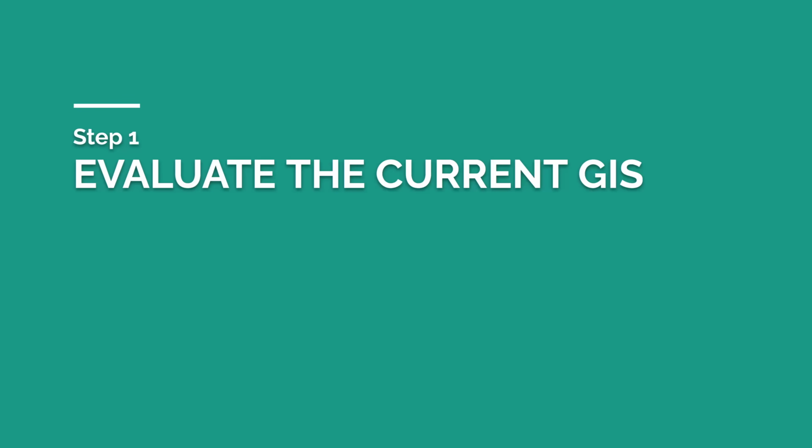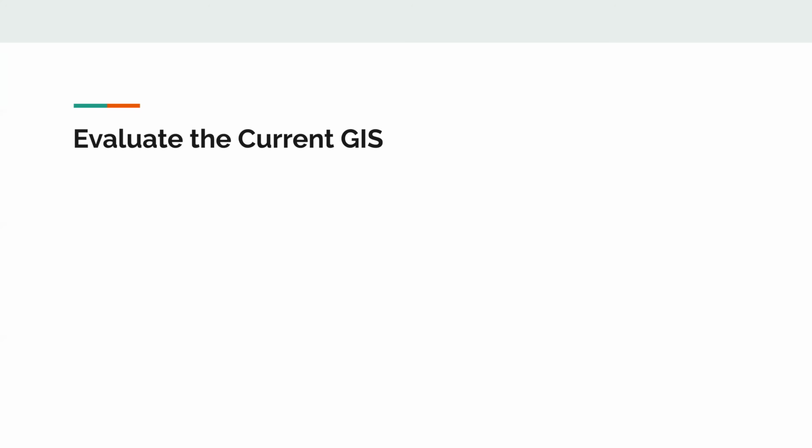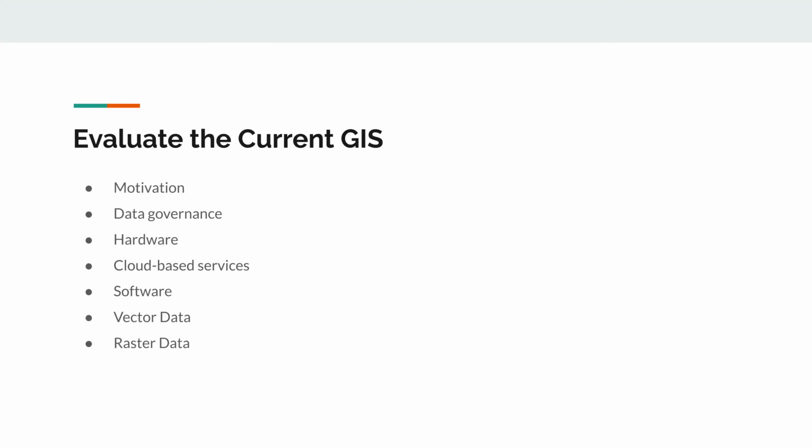All right, step 1, evaluate the current GIS. What do we consider? We consider a lot as we're going through this: motivation, data governance, hardware, cloud-based services, software, vector data, raster data, workflows, integrations, user management, data issues and considerations.